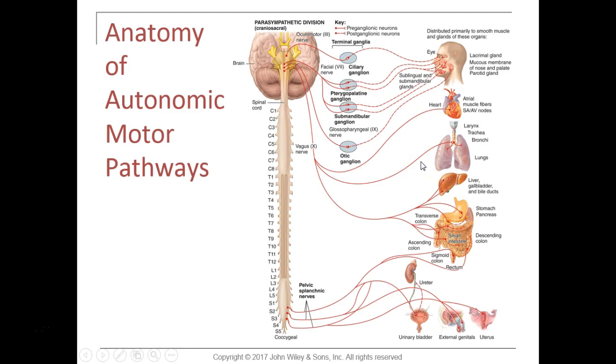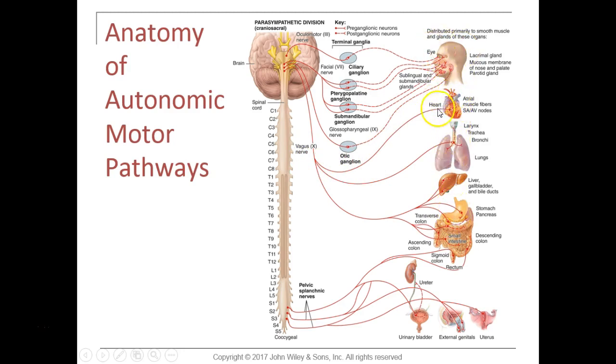So here we can see that the preganglionic neurons are going to leave either from the brain in these 4 cranial nerves that I just mentioned, the oculomotor, the facial, glossopharyngeal, and the vagus nerve, or from the sacral region of the spinal cord and go to their effectors. Now, notice here, we have red lines going to each tissue and organ in the body.